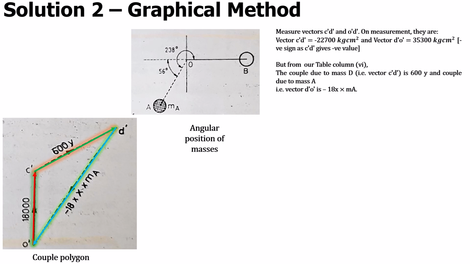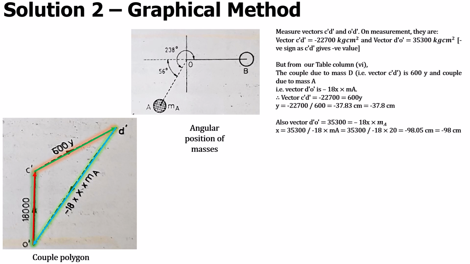Now from table 6, the couple due to mass D is given as 600y, and the couple due to mass A, that is vector D prime O prime, is equal to minus 18x MA. So vector C prime D prime is equal to minus 22,700, and it is equal to 600y. From there we can get the value of y, which is minus 37.8 centimeters. Also, vector D prime O prime is equal to 35,300 kilogram centimeter squared, and it is equal to minus 18x MA. From there, we can get the value of x, as this is the only unknown.